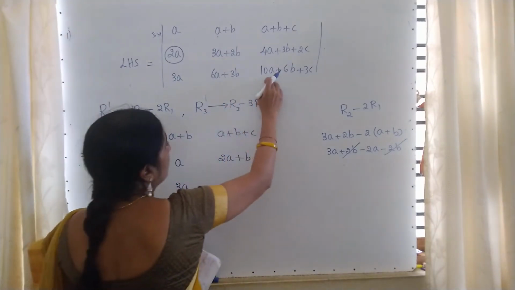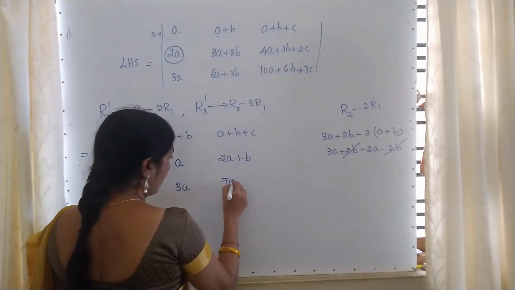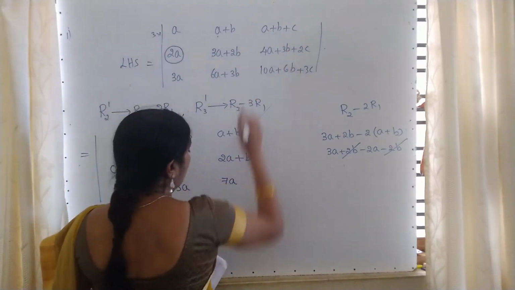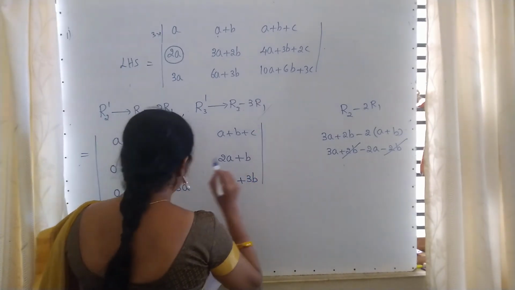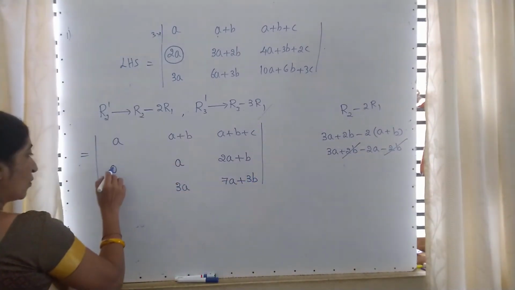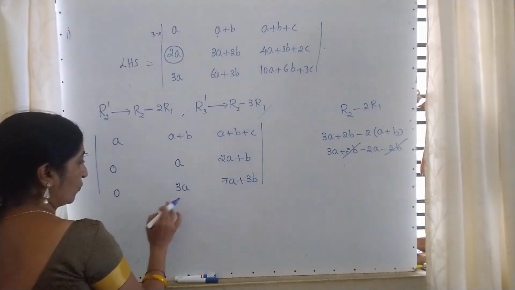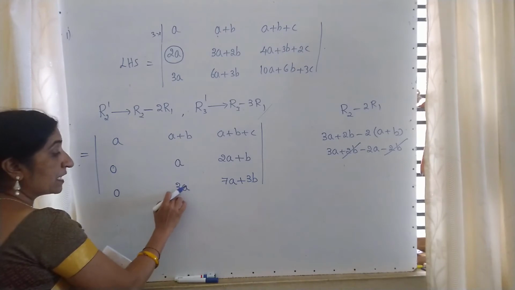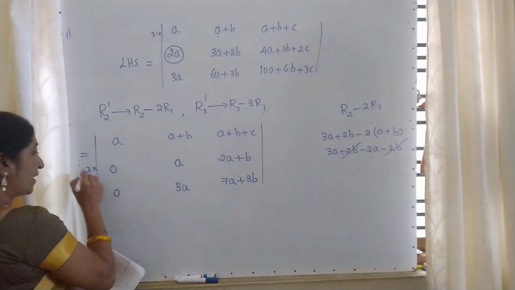Then this minus 3 into this. 10A minus 3A is 7A. 6B minus 3B is 3B. 3C minus 3C is 0. So here we got this element 0. If possible, try to get this element also 0. So it is very simple. 3A minus 3A is 0, or what? That means here we are multiplying with 3.